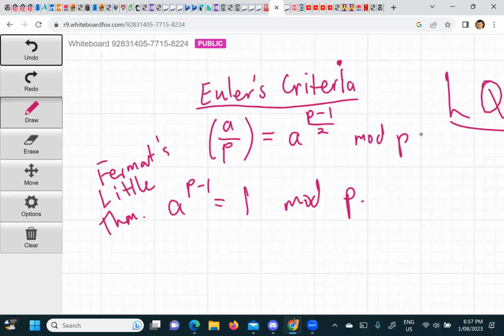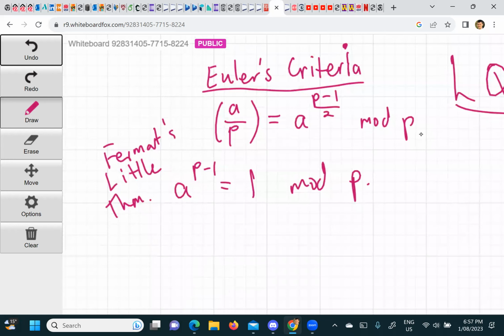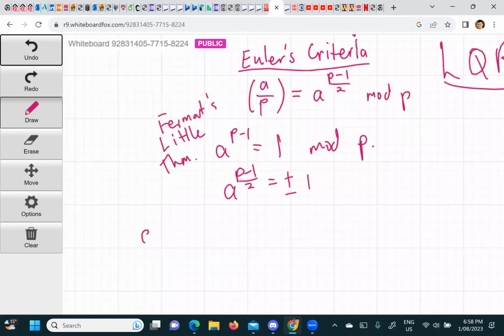And so a to the (p minus 1) on 2 is like the square root of that. But it's not the square root, it's a square root. There are 2 square roots. So a to the (p minus 1) on 2 is either 1 or minus 1, because it has to square to 1. But then the question is, why is it 1 when a is a square and minus 1 when it's not a square?